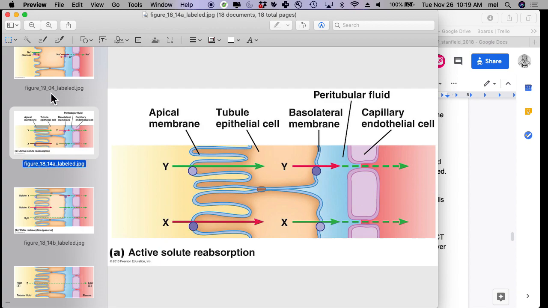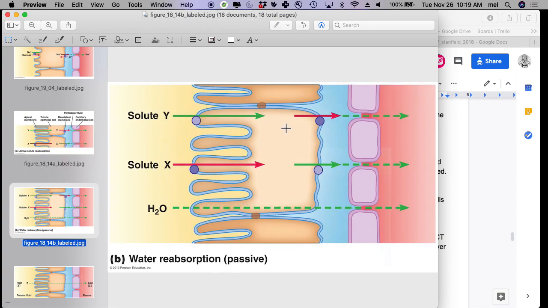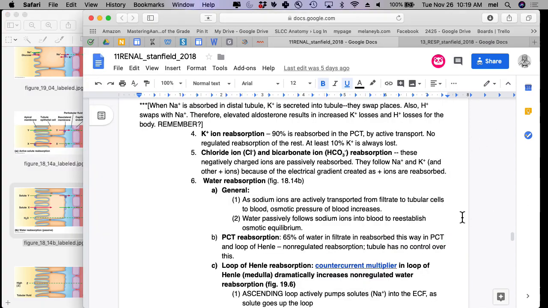So let's look at that one more time. Where are we? Okay, so if you're moving all of these solutes, they're creating an osmotic gradient for the water, and water will follow when it can. There are situations in which water can't follow, and we'll look at those in just a second. All right, so generally speaking, water is going to try to follow solutes, especially sodium. And so water will follow sodium ions to reestablish the osmotic equilibrium.